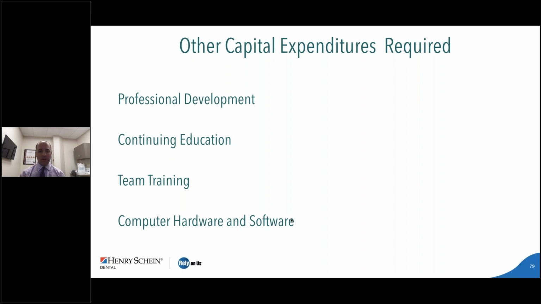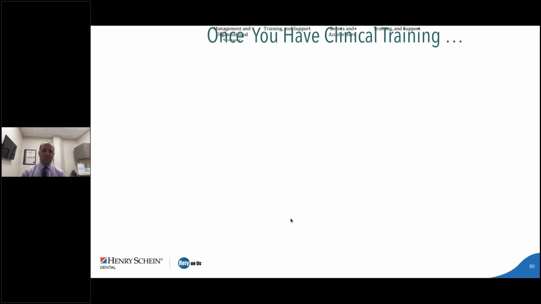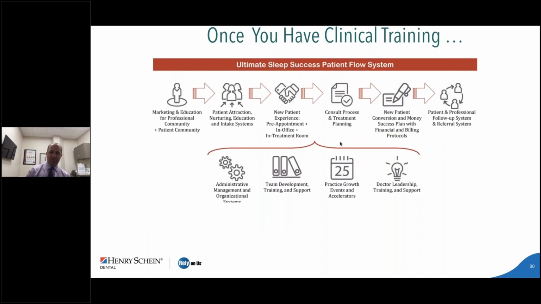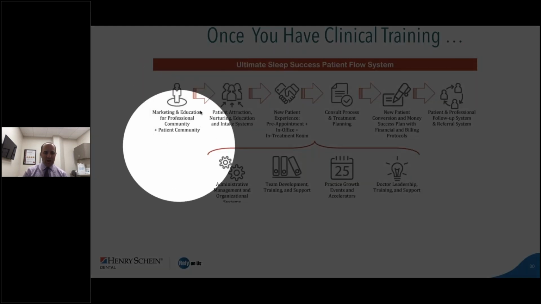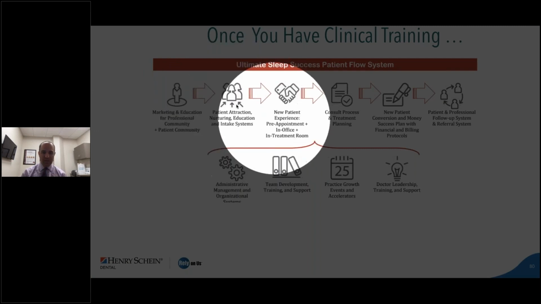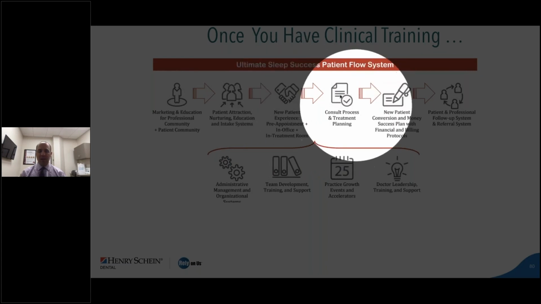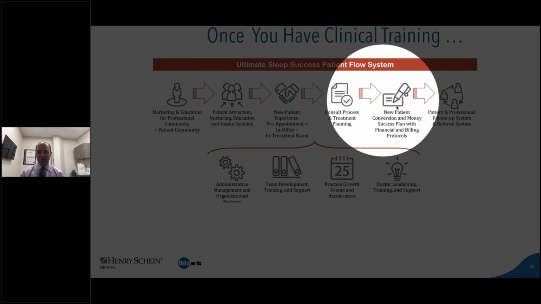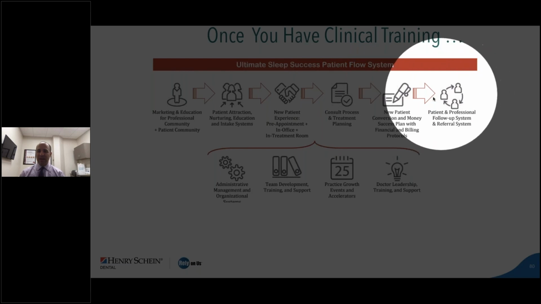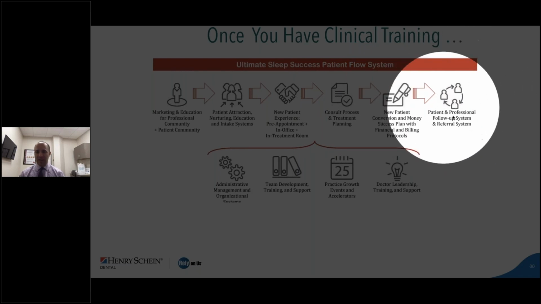And then computer hardware and software. So once you have clinical training, this is the type of stuff that we've had success with. So we have to market to the community. Then we need to attract the patients and nurture those systems. We want a great, stellar new patient experience, great culture in the office, and a process of doing an exam and treatment planning. We have to get conversion, so we got to get patients to say yes, and then keep that flow with your professionals and have that follow-up referral system, because you're going to refer out and then you need to be able to accept referrals in.